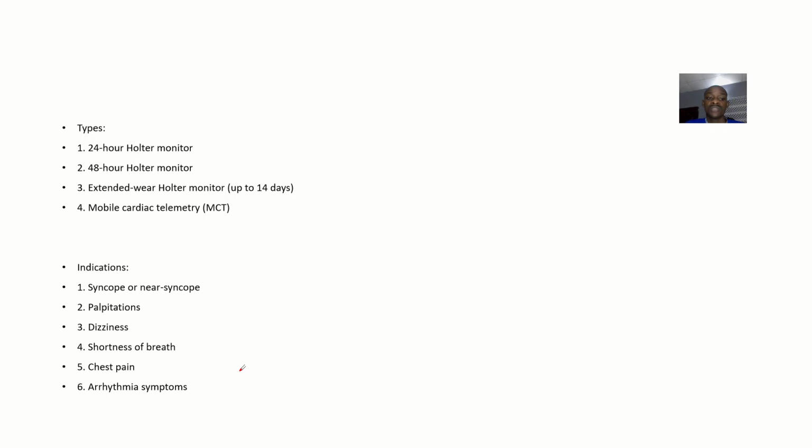All right. So the types of Holter monitor: we have the one that could be for 24 hours, the one that could be 48 hours. We have the one that is extended up to 14 days. Then we have mobile cardiac telemetry. All right. Indications: those are some types of complaints that the patient will have that will actually what? Compel you to do this type of monitoring.